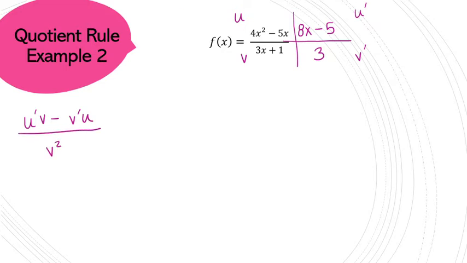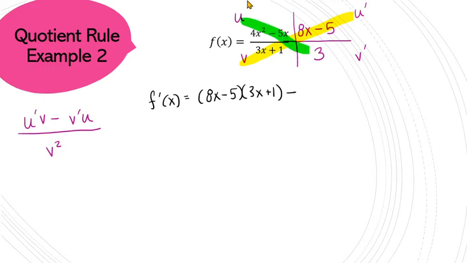Okay, so recognizing that this must be first. Oh, and we're going to be doing some binomial expansion. You're welcome. 8x minus 5 multiplied by 3x plus 1. Subtraction, and then we're going to throw in this bad Larry, 3 onto 4x squared minus 5x.